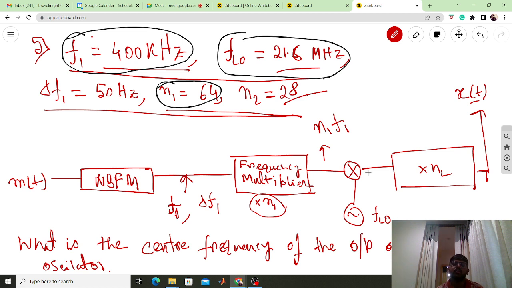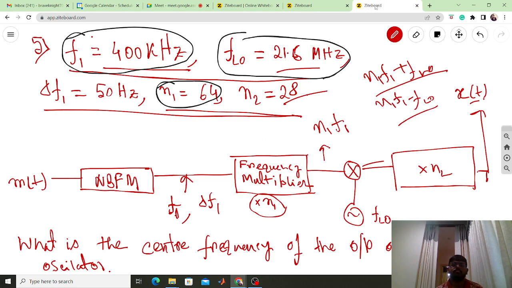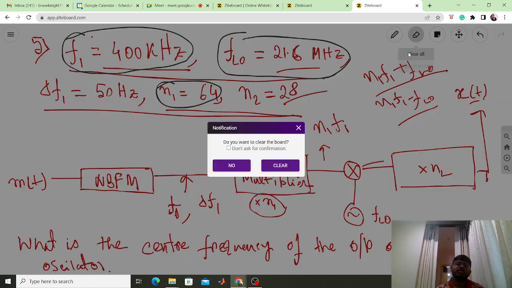So what will be the output of this local oscillator? The output of the local oscillator will be, one signal is N1 F1 plus FLO and N1 F1 minus FLO. That two thing we have calculated only here. Okay. Now let us go to the question number 6.